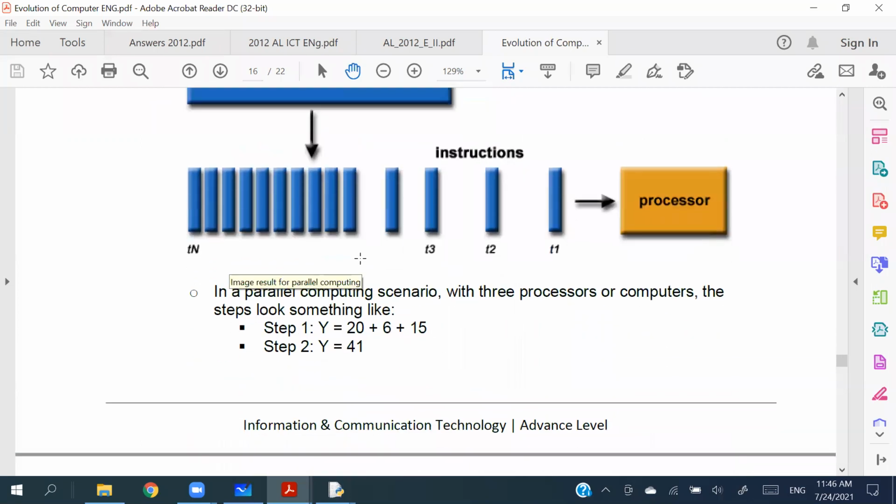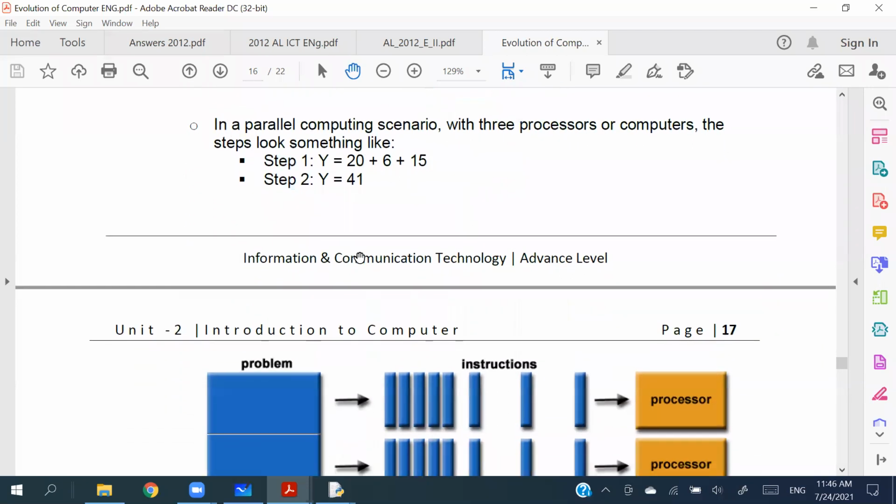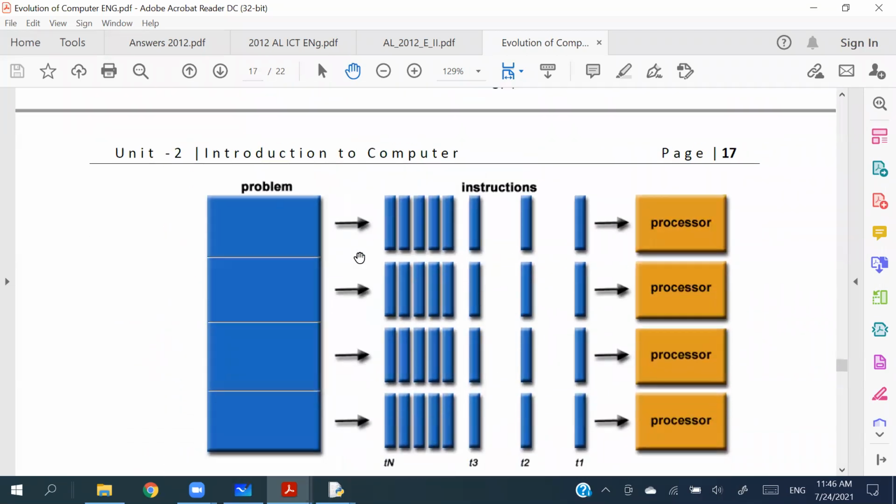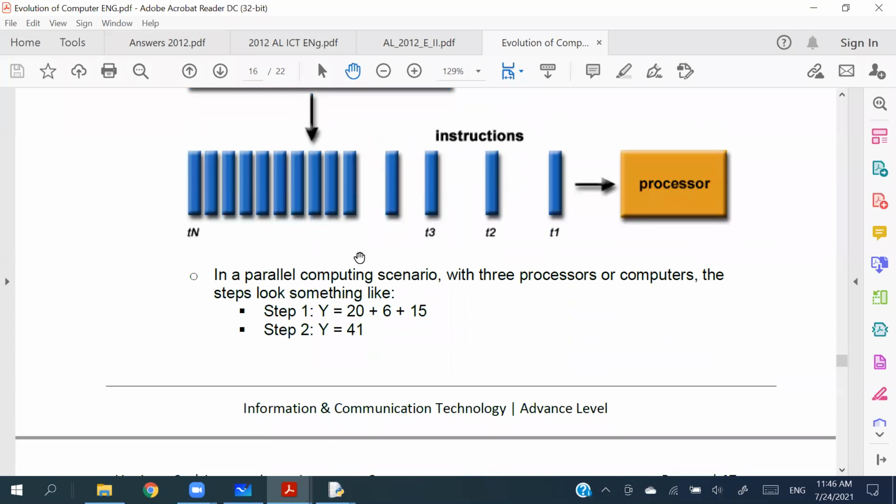But what happens when parallel computing happens? So here they are talking about 2 or more cores, right? So in one step, these 3 things can happen. They are talking about 3 processes over here.